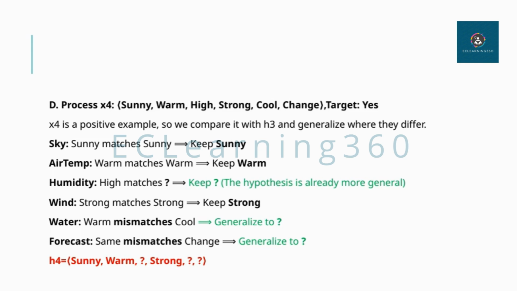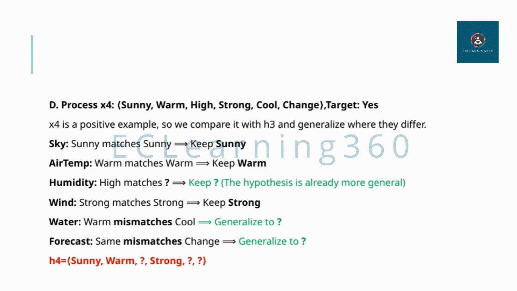Moving on to wind, both are strong, so we keep strong. For water, the example has cool, but H3 had warm, so this is a mismatch. To accommodate both, we generalize water to a question mark. Lastly, for the forecast, the example has change, but H3 had same, so we generalize the forecast to a question mark as well. This results in our new hypothesis, H4, which is sunny, warm, ?, strong, ?, ?.